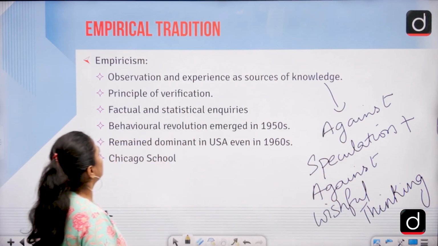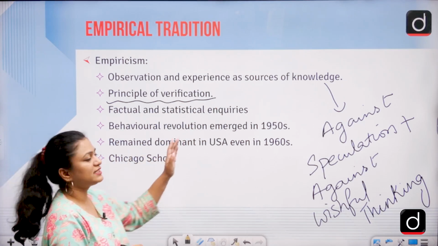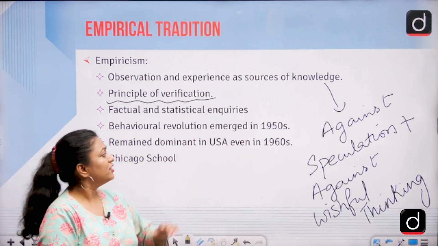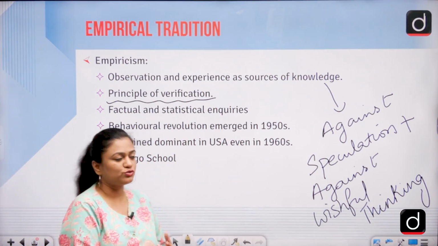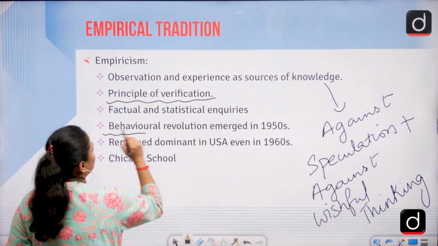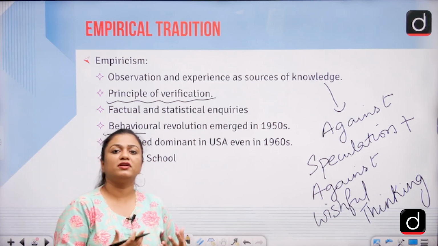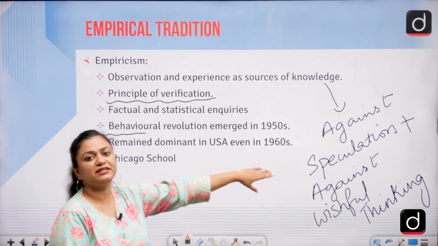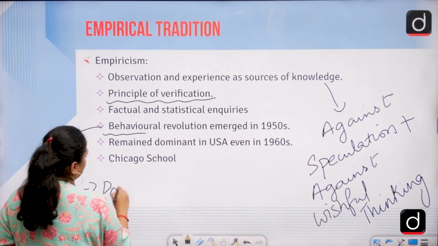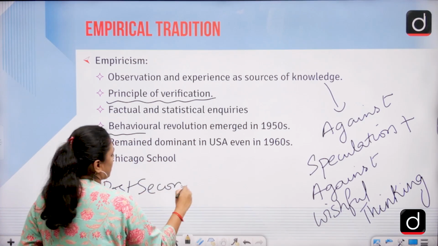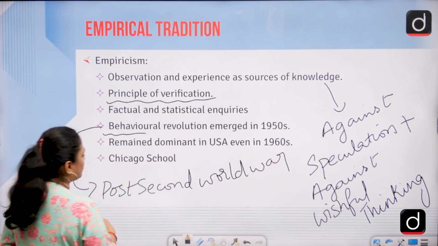Okay, now here the principle of verification was there. Then the factual and statistical inquiries were necessary, without which you cannot actually reach the exploration of that truth or knowledge. Okay, so now we have to understand that the empirical tradition actually got a boost with the behavioral revolution that became prominent in the 1950s, in the post-Second World War scenario.